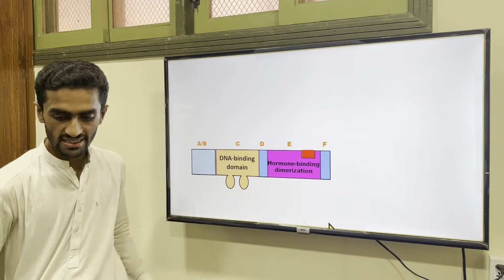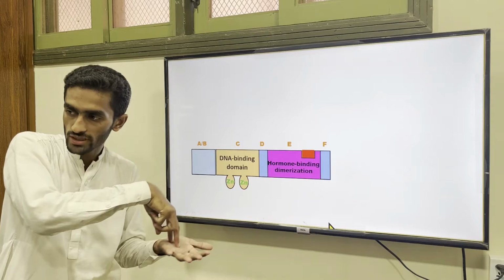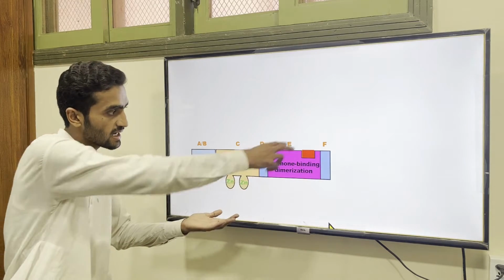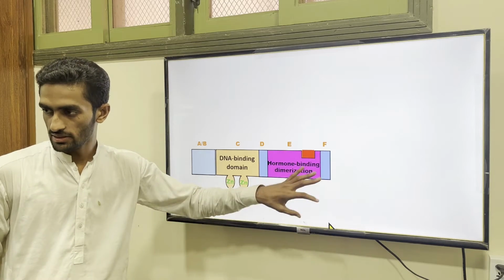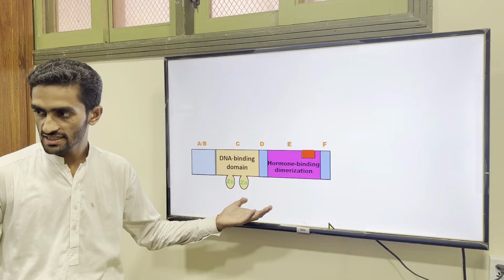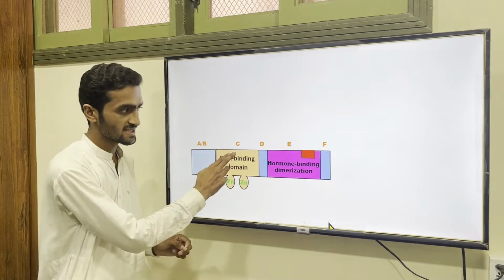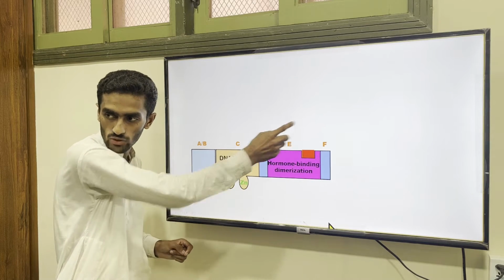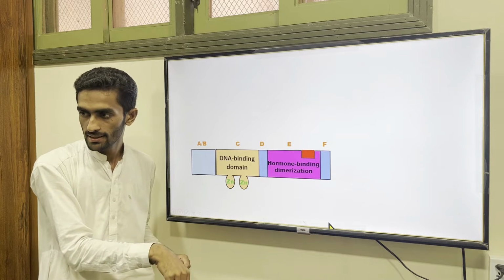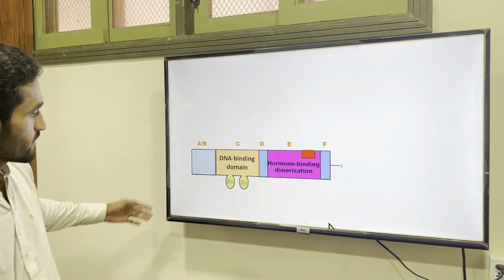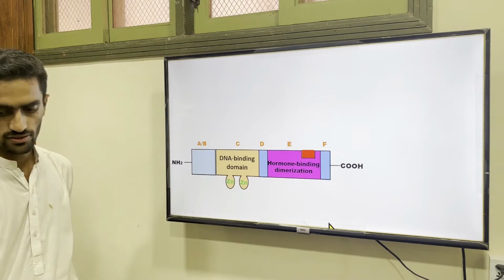They are attached with these zinc motifs. These zinc motifs attach at the DNA, and the hormone attaches with the E subunit, where hormone binding occurs. So this receptor has A, B, C, D, E, F, but the important ones are C and E. E attaches with the hormone, and C attaches by the zinc motifs with the DNA. Okay, at the end there are COOH and NH2 attached.